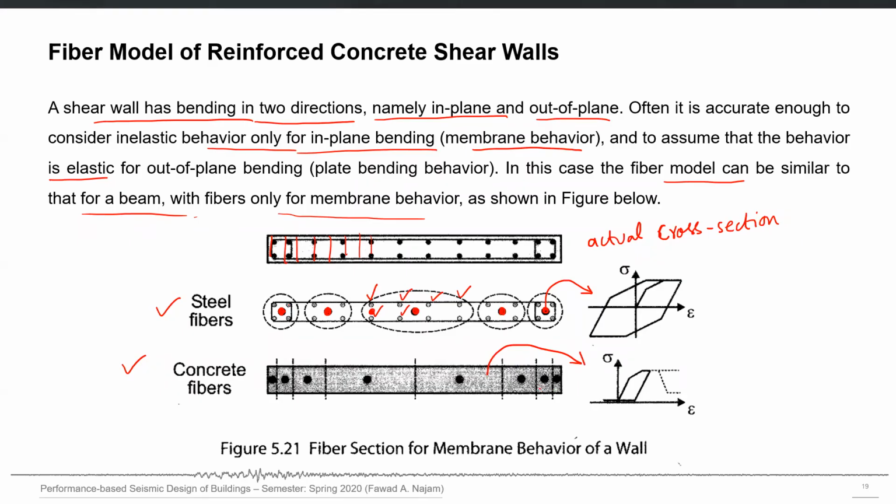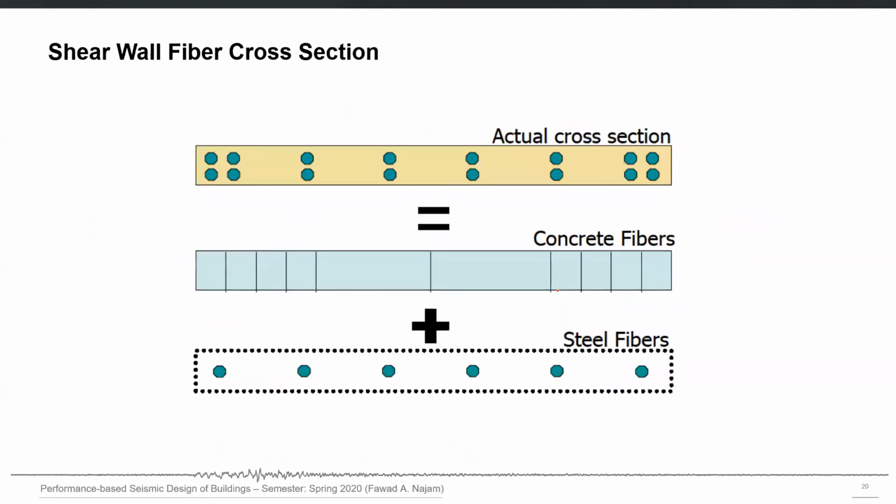So this is the shear wall fiber model. Same as other elements, we have steel fibers with a steel stress strain relationship and concrete fibers with a concrete stress strain relationship. But the fibers are only running in one direction, which is the vertical direction in the cross section. And we are not dividing the cross section in the horizontal direction.